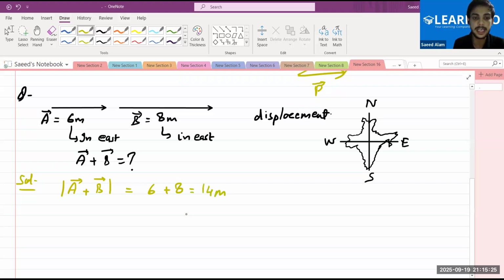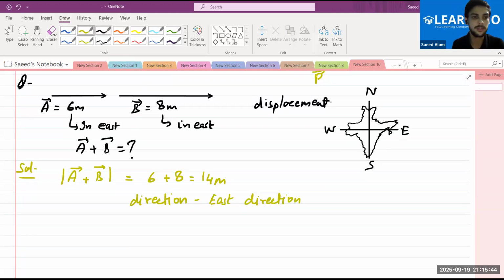And what will be the direction? Direction will be direction. If somebody asks me that it is a vector quantity, so I must specify the direction also. So I'll say direction is in west direction, east direction. Yes or no? Yes, the direction will be in east direction. Okay, we are good with this.